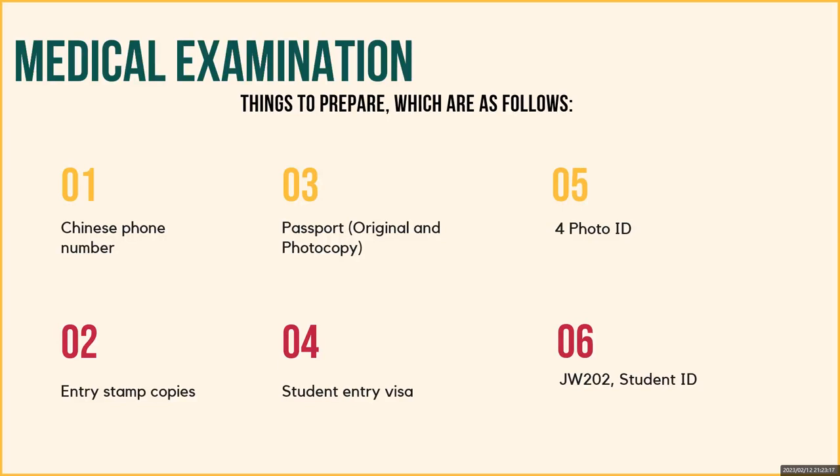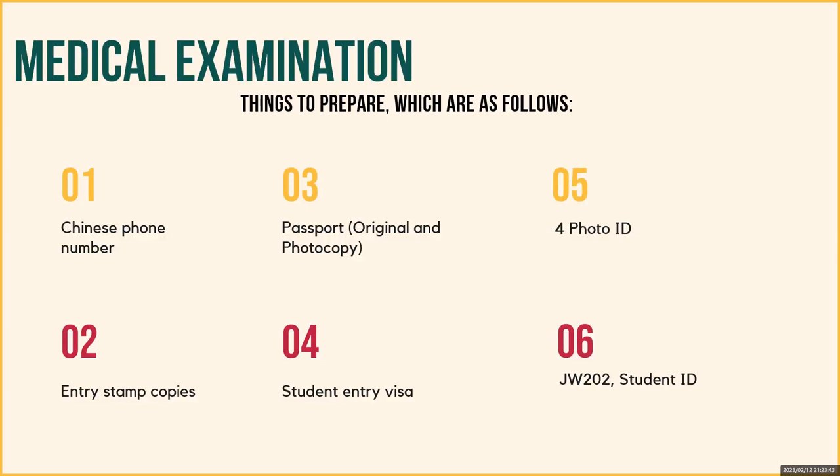So you might all be asking what we need to prepare when we go there. Actually, the first thing we need is a Chinese phone number. As Gandhi mentioned, the phone number is really important in China and it is needed everywhere. Second, entry stamp copies. Normally, when you use your visa and enter China, they will stamp your passport. So the entry stamp needs to be a copy. You need to print it out.